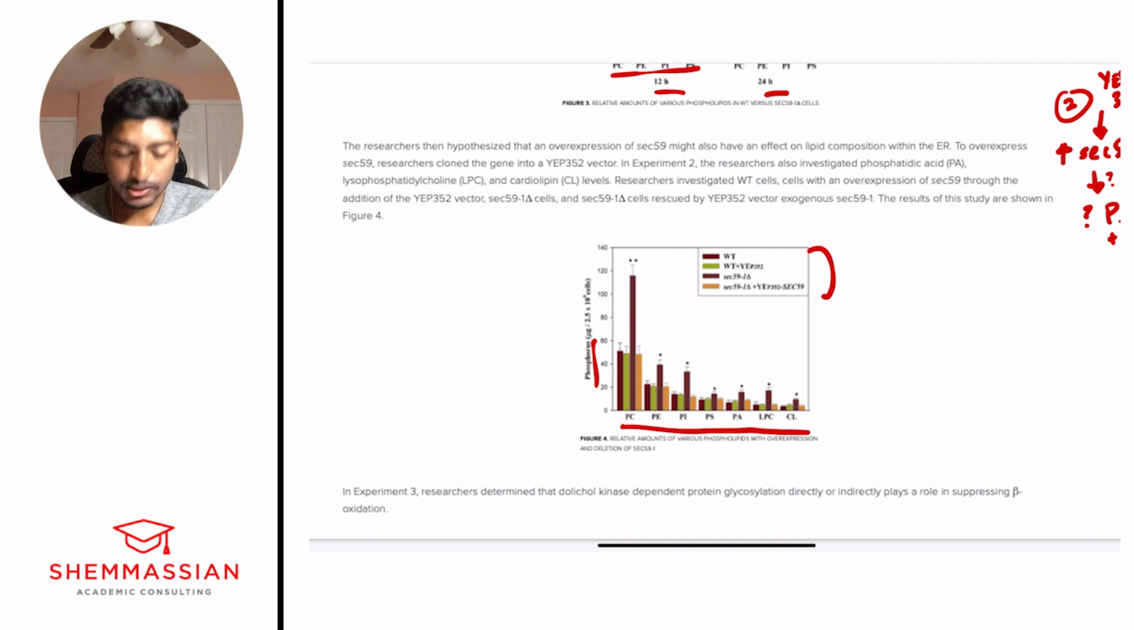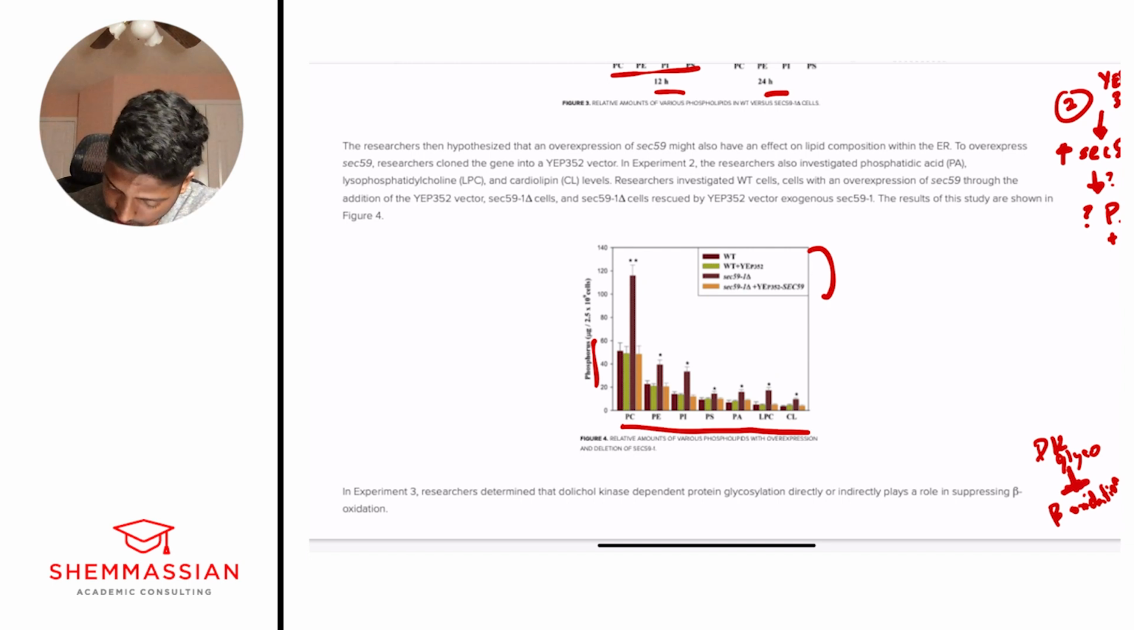All right, so what is happening? This is a very quick paragraph, so it's just going to ask for a little summary. So I'm just going to write dolichol kinase glycosylation. I'll just abbreviate. Dolichol kinase glycosylation results in suppressing beta oxidation. So I'm actually going to change my arrow from a regular arrow to a flat arrow. Let me erase that real quick. So we have a flat arrow to indicate suppression. So these dolichol kinase glycosylation suppresses beta oxidation.